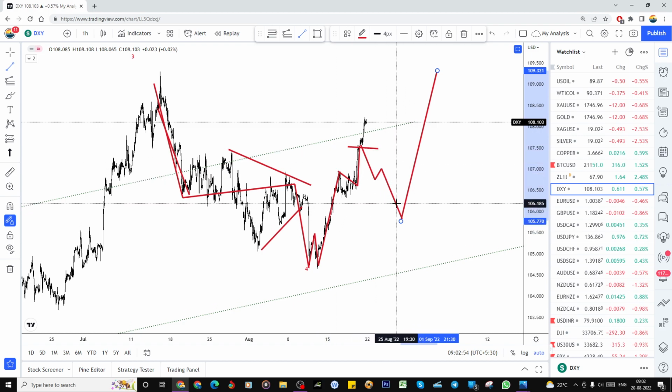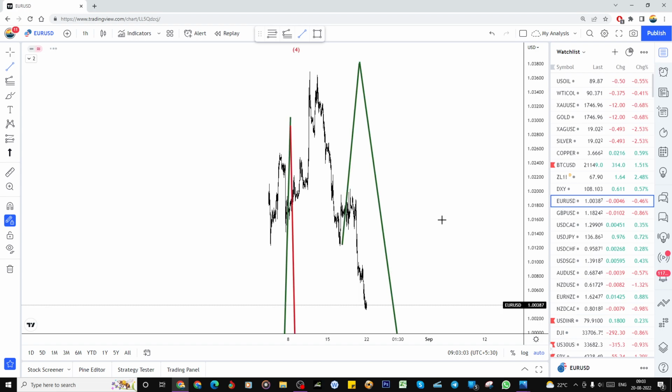But it failed to make this. Expecting this, I'm not on the sell side. I booked the profit on what I bought here. So that means you have to think in the inverted way.